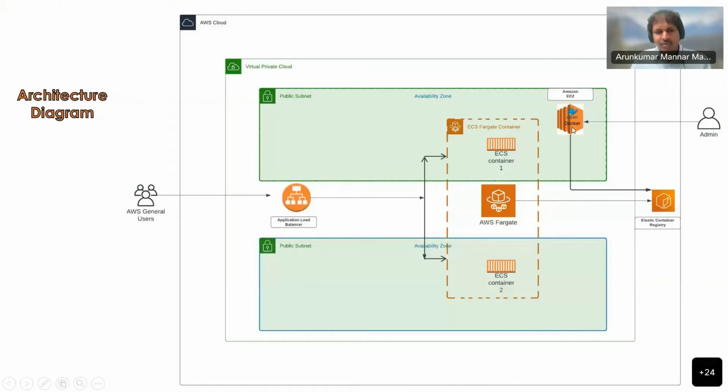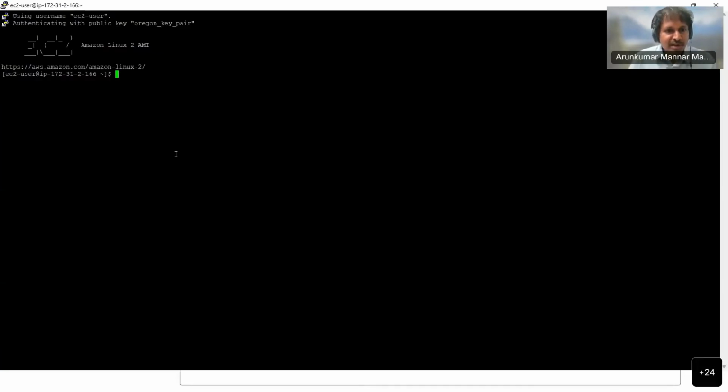Don't worry, I'm going to create a detailed blog on the Amazon portal and share it on my LinkedIn, with the commands I'm going to use in complete detail. Step number 1, I'm going to install Docker here. sudo yum update -y is just to update. And let's install Docker now.